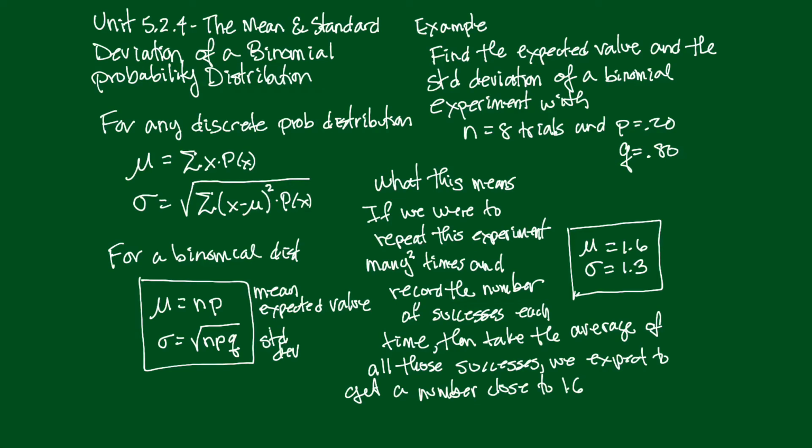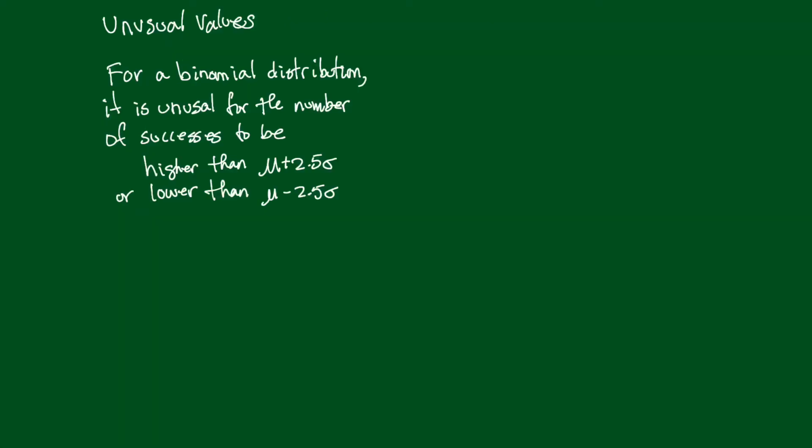So on the average, we expect about 1.6 successes in a trial. And of course, we can't get 1.6 successes in any trial, but this is an average, remember? Now, let's just talk quickly here about unusual values for successes.